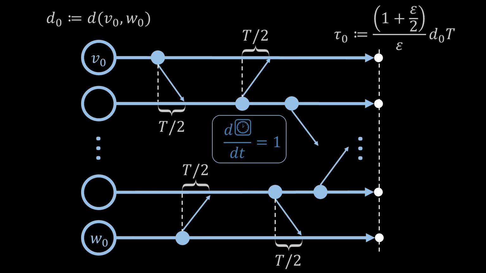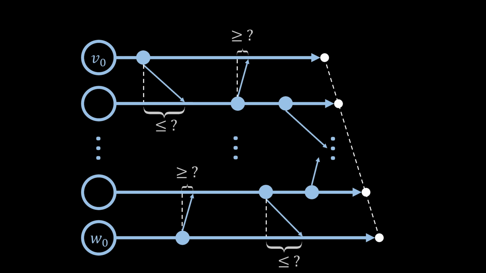Without loss of generality, we assume that the clock skew between V0 and W0 at time tau0 is at least 0, which means that V0's clock may be ahead. We now modify the execution by changing the clock rates and message delays. The message delays are adjusted so that all messages are sent and received at the same local time, so that the two executions are indistinguishable.